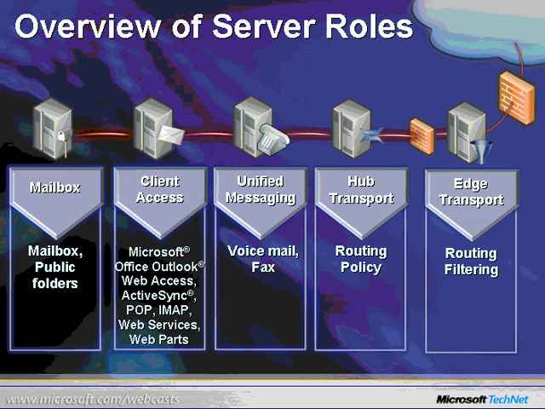Now those first four roles that I just mentioned, they can all coexist on the exact same physical server. So if I wanted to, I could have one server that has mailbox, client access, unified messaging, and hub transport all installed on that same box. Or from a scalability, flexibility perspective, I can break those all out into 4 different servers. So I could have one physical server for mailbox, a second physical server for client access, a third for unified messaging, and a fourth for hub transport.